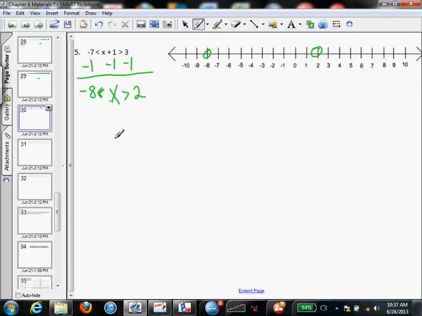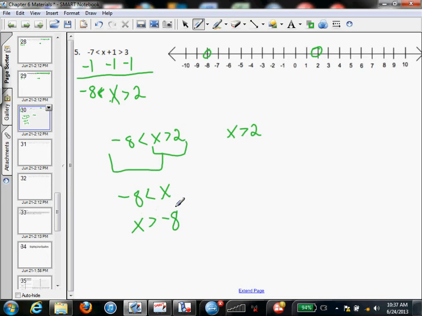Alright, so let's break down our inequality. Negative 8 is less than x, which is greater than 2. For our first part here, x is on the left side, so that just makes the inequality x is greater than 2. For the next part here, negative 8 is greater than x. We actually want the x to be on the left side to tell us which direction to color in. So when we do that, we bring the x to the other side and we have to flip the sign of the inequality.